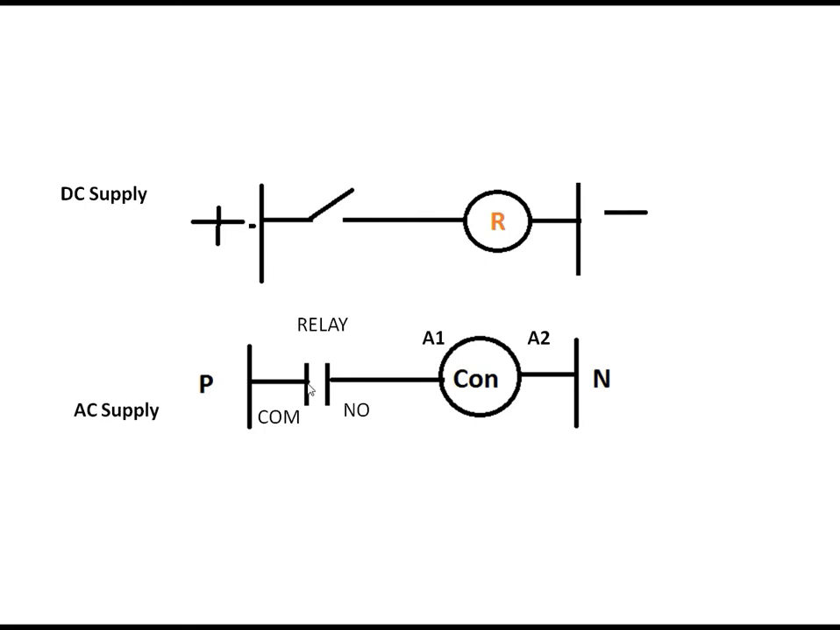In an electromagnetic relay you can use AC or DC according to your requirement. You can connect DC or AC at the common point based on the relay ratings. You have to check the relay ratings first.